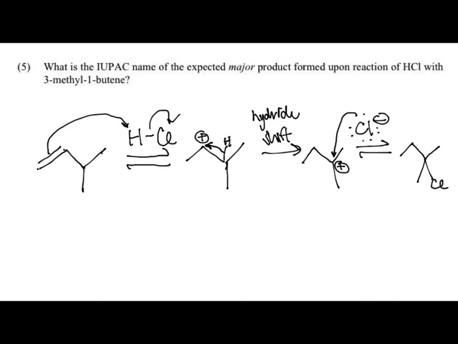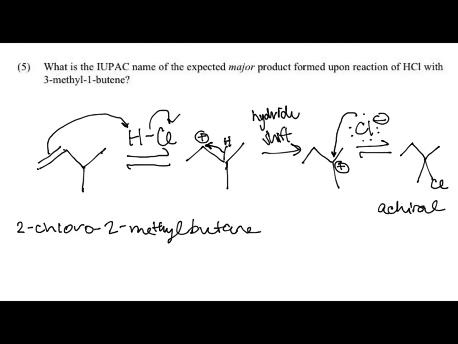Done. Okay. Not done. What's the name of this? Butane is the base. And then 2-chloro-2-methyl. Is that right? That's right. All right. And so do you form, is this stuff chiral? Do you form the R or the S product? It's achiral, because there are 2 methyl groups. All right, perfect. Thank you. Awesome.